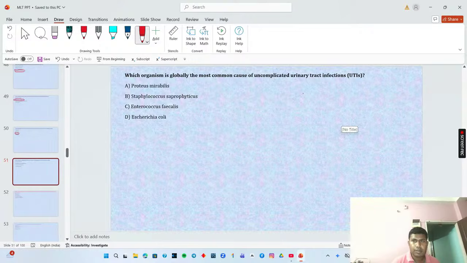Here it is given: which bacteria causes UTI. So the UTI causing bacteria is, but here the question is different. Here it is given which organism is globally the most common cause of uncomplicated urinary tract infection, and the right answer of this question will be Escherichia coli, that is E. coli.